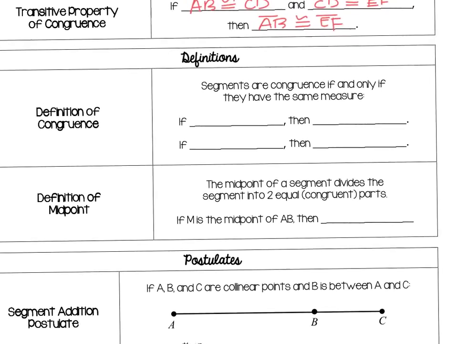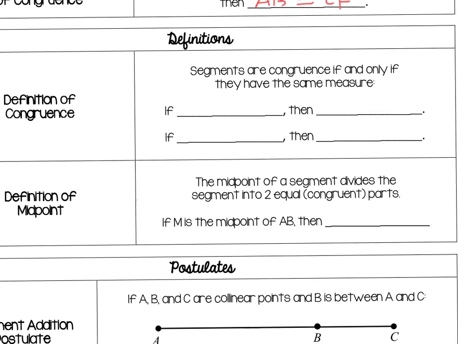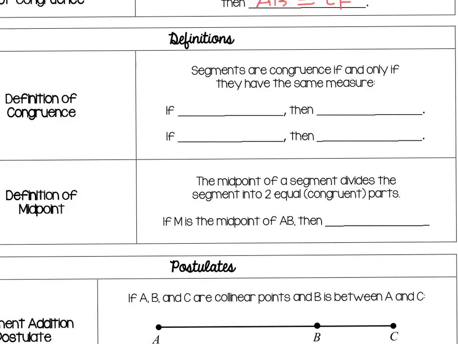Next, we're going to look at some definitions. Definitions are also reasons for our statements in our two-column proof. We have two definitions that we're going to talk about, the definition of congruence and the definition of a midpoint. So segments are congruent if and only if they have the same measure.